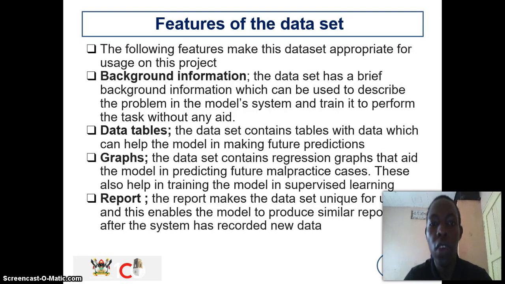Let's go to the features of the dataset that make it so unique that we can use it for this model. When you follow that link, we will find out that the dataset we selected has background information, and this enables us to train the model because it has brief background information which can be used to describe the problem in the model system and to train it to perform a task without any aid or any person helping the model.